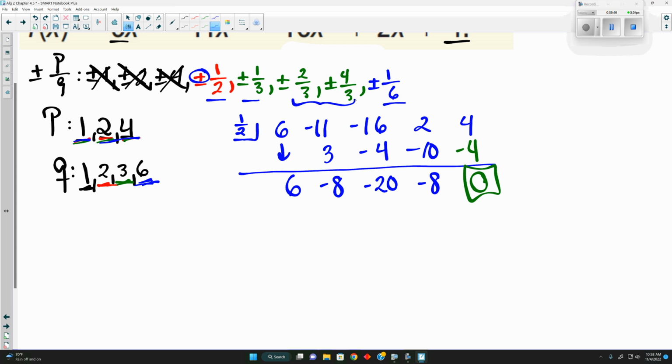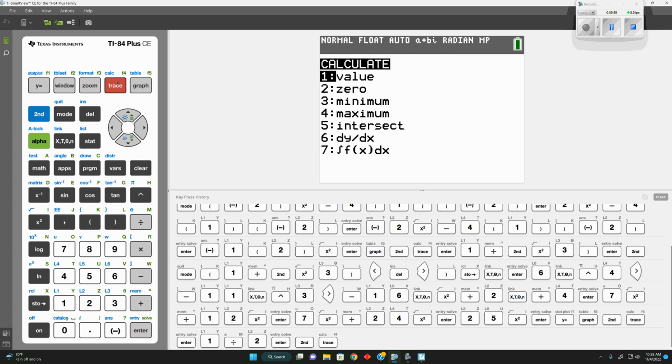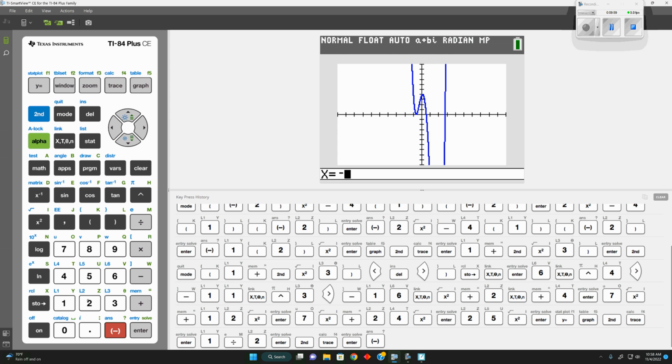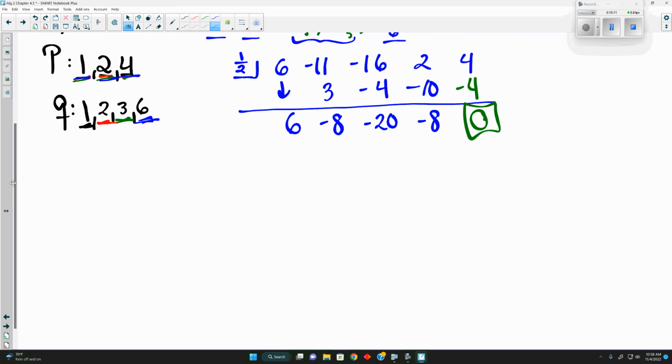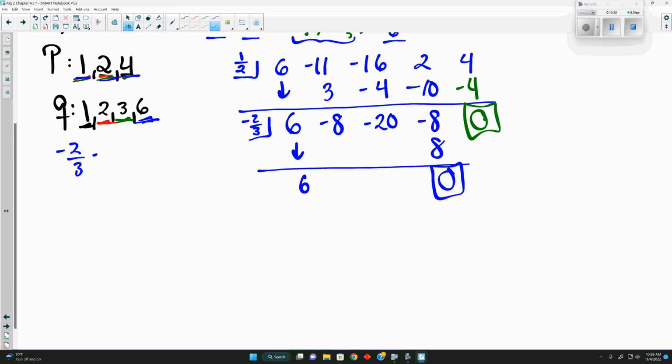Is with negative 4/3, well, that's too big. We're on the other side of negative 1, yes? So negative 2/3 is the other possible one. Well, we can go second trace, value and say negative 2 divided by 3. And we get a y value of 0. So all that's done is helped us, especially here, to guarantee that when we do the synthetic division with negative 2/3, we're going to get a remainder of 0, which actually means that this is going to be 8. So we can do negative 2/3 times 6.